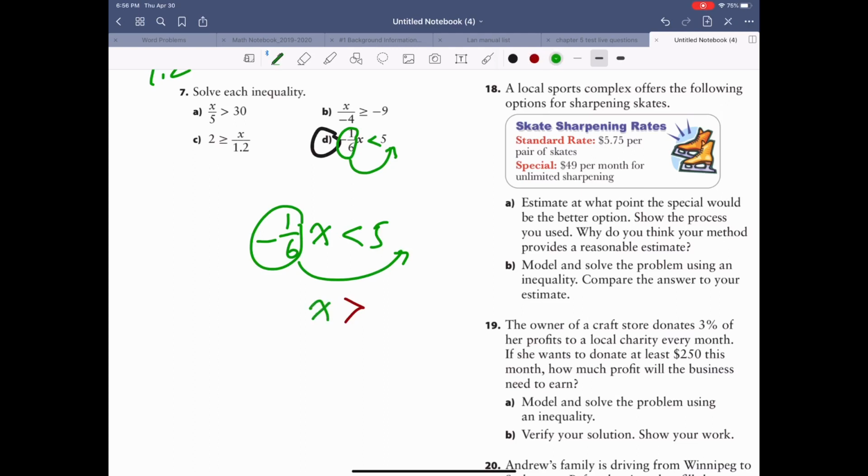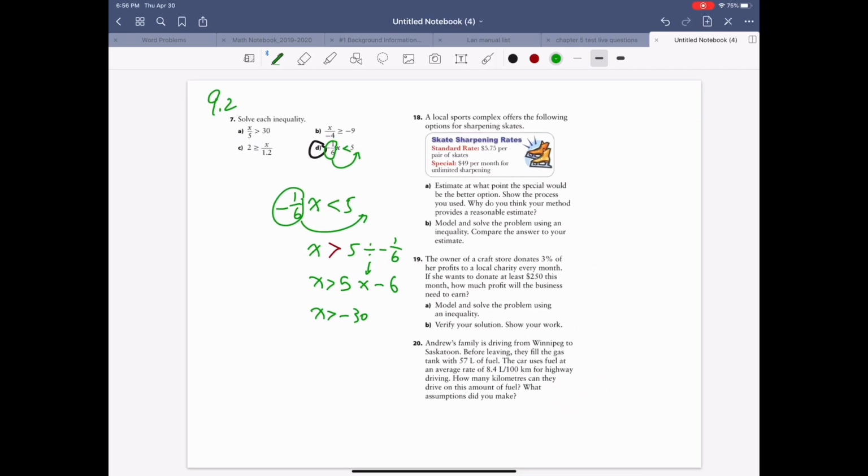So x bigger than 5 divided by -1/6. X bigger than 5 times -6 because you flipped it and you changed the sign. X bigger than -30. Okay, done.